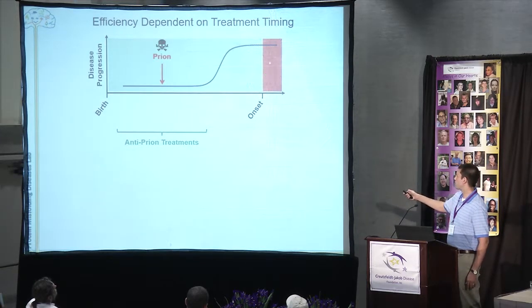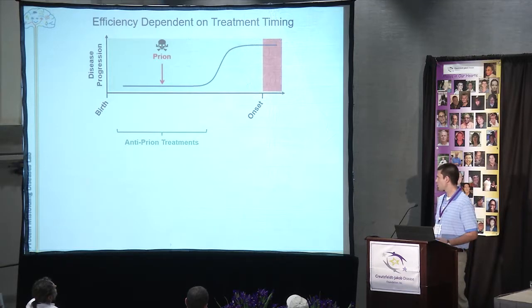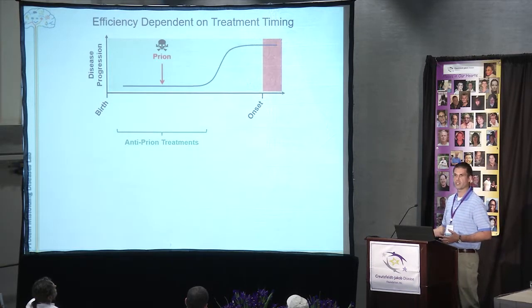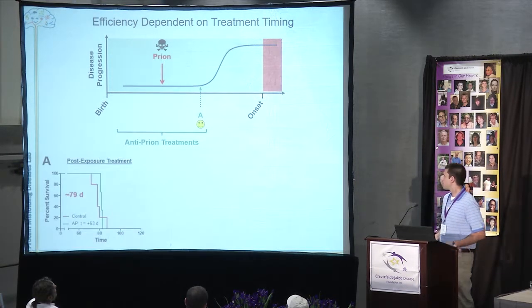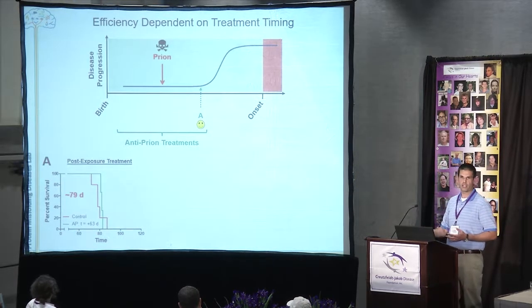You also want to treat before clinical onset. So with this in mind, we set up 3 different types of treatment schemes. The first type of treatment scheme we did was post-exposure treatment. So this is more like the real-life situation.